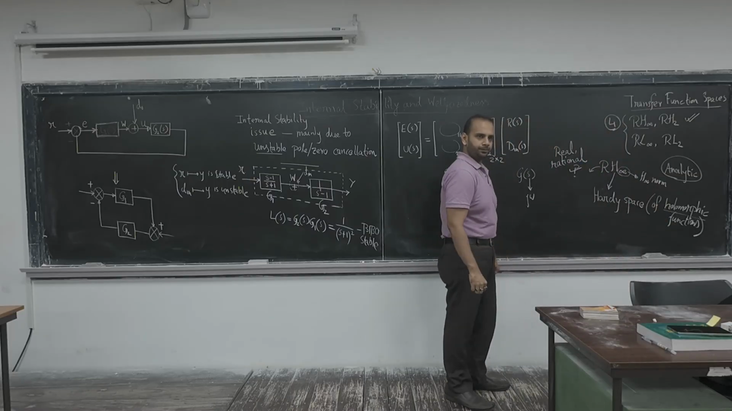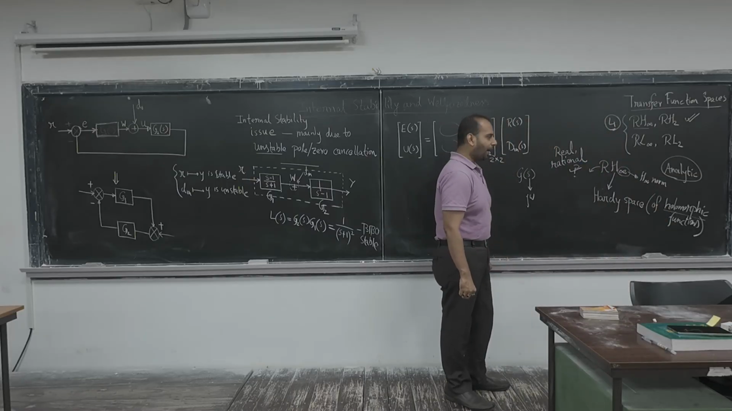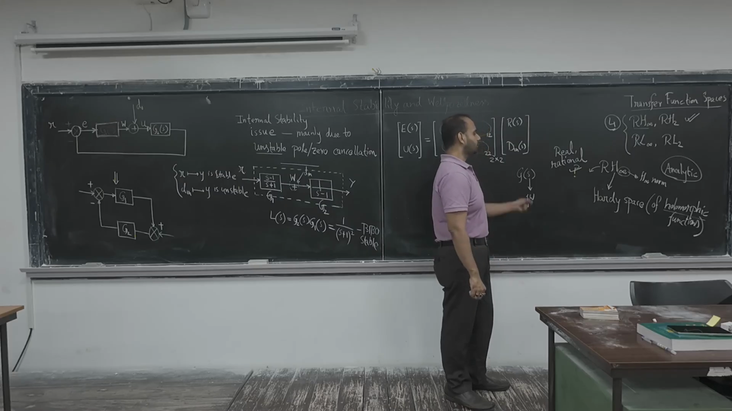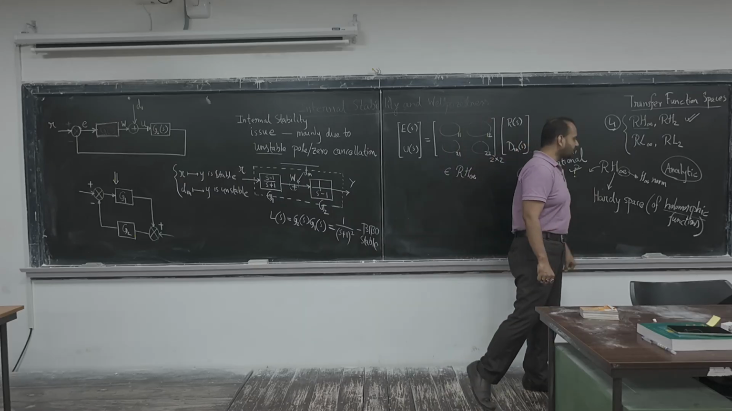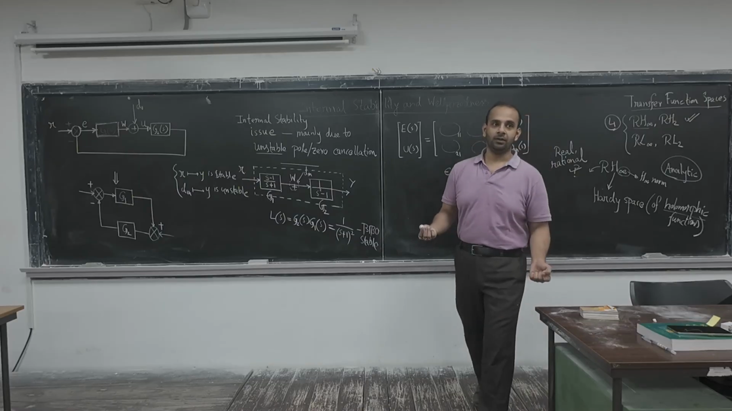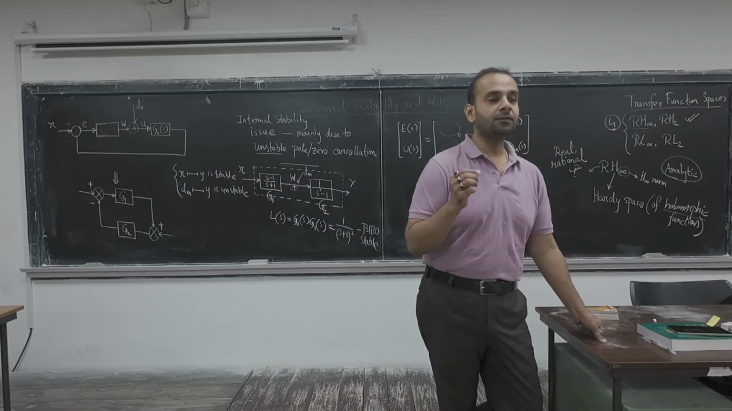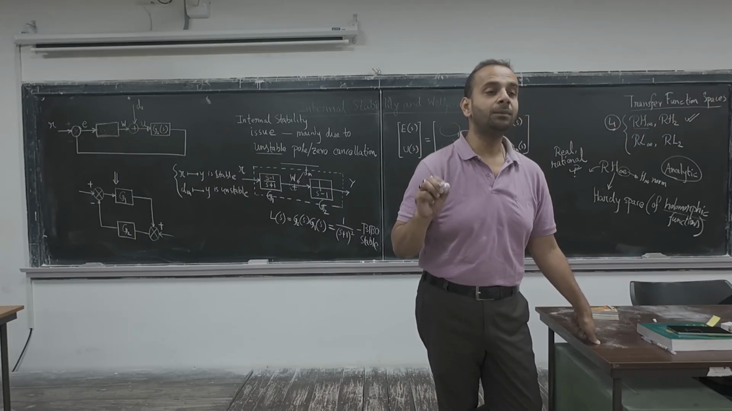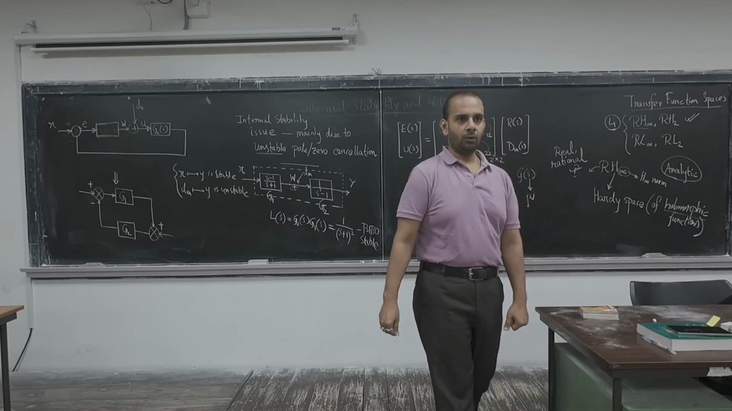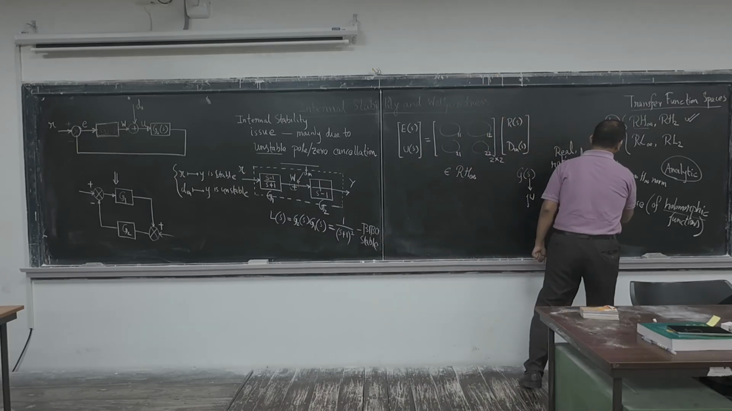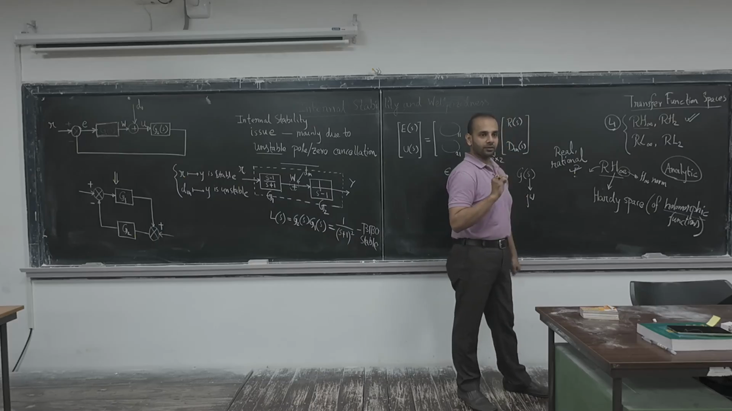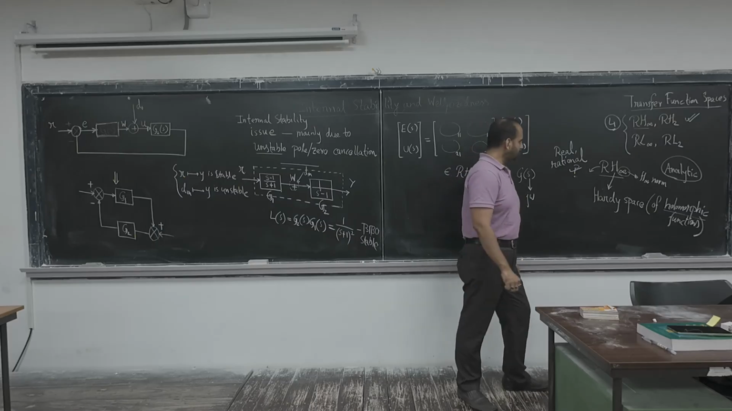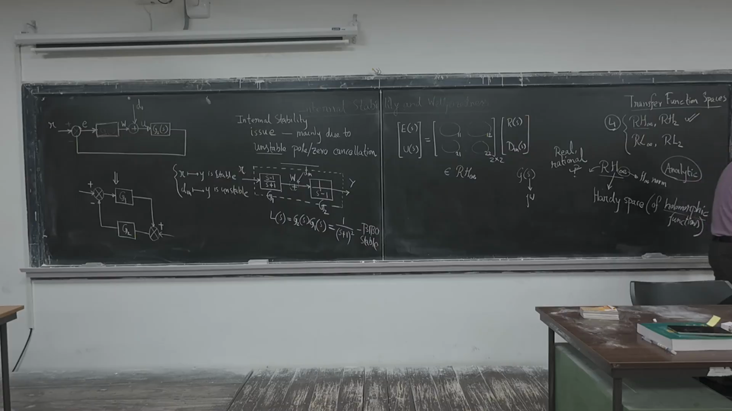They exist means at all the frequency points, it must be finite. It should not go to infinity. But as a whole, what should I write? RH infinity is a space of all real, rational, proper and asymptotically stable transfer function matrices. Once again, that is RH infinity. It is a space of transfer functions. It should be bounded.